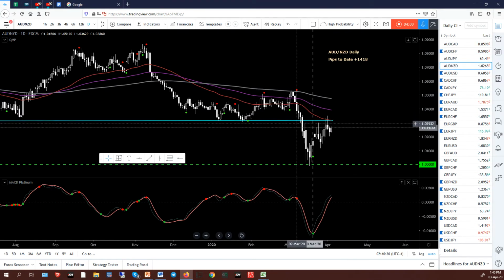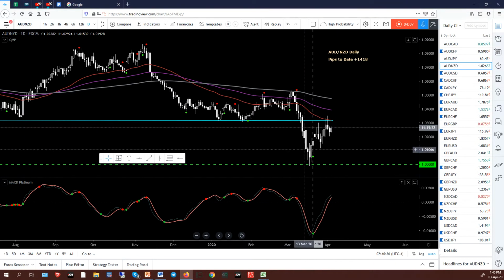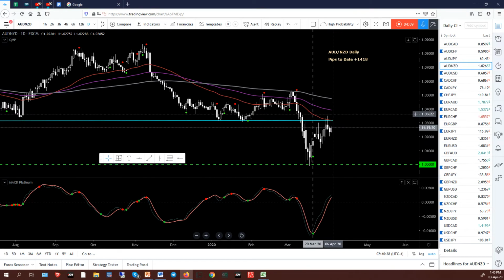Aussie New Zealand, not much happening here. This green line is parity, 1.0000. It's a big number. See how price came to it, touched it and bounced off.